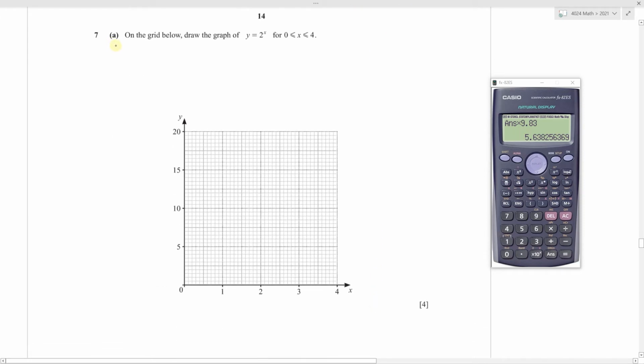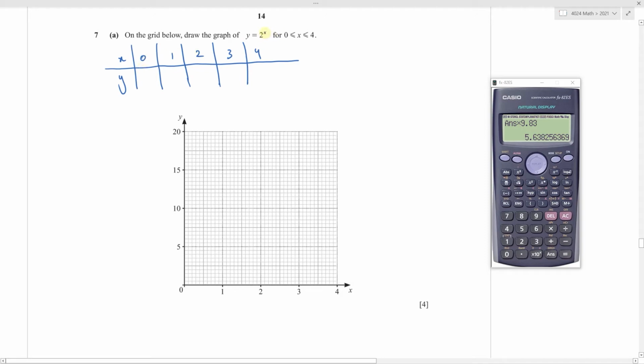Question number 7, part A. On the grid below, draw the graph of y equals 2 power x for x greater than or equal to 0 and less than or equal to 4. So you have x and y. For x, you are taking 0 to 4. So 0, 1, 2, 3, 4. So let's calculate the y values.